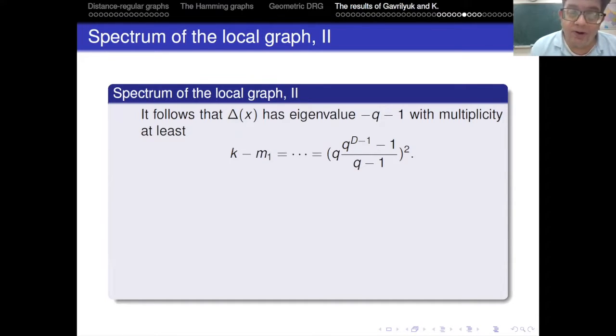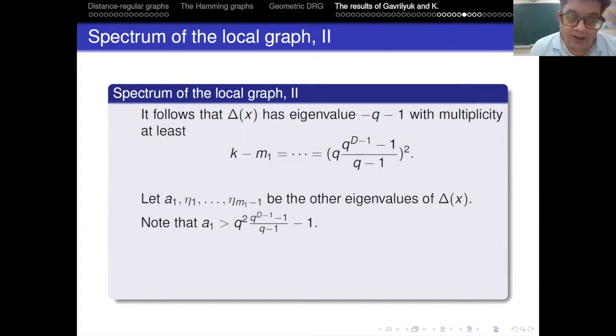Q times Q to the power D minus 1 over Q minus 1 squared. So we have only about M1 other eigenvalues left. So let A1, and eta A1 must be an eigenvalue because of the valency A1. And then we have eta 1 up to eta M1 minus 1. So I already mentioned that A1 is bigger than this Q squared times Q to the power D minus 1 over Q minus 1 minus 1. A lot of minus 1s here, I'm sorry. And so that means that the local graph must be connected with valency A1.